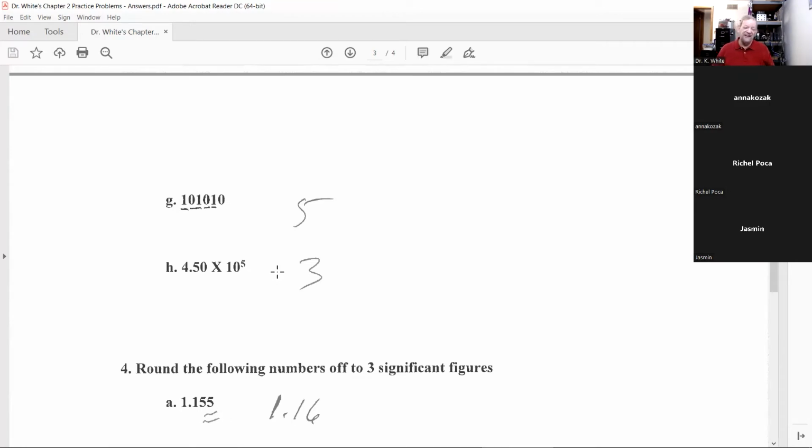Now, G is a really tough one. We've got 3 non-zero numbers, but we also have 3 zeros. This 0 is confined between 2 non-zero numbers. It's significant. This 0 is between 2 non-zero numbers. It's significant. But this 0 is at the end, no decimal point, so it's not. So it'd be 1, 2, 3, 4, 5. Oh, I got it right. Yay. And that's how, well, let's do one for you.